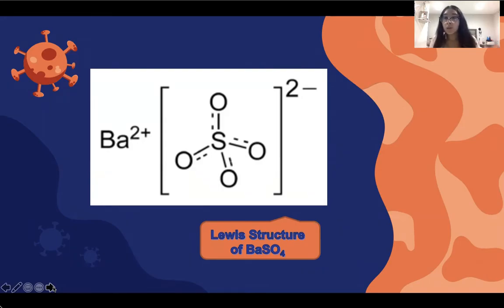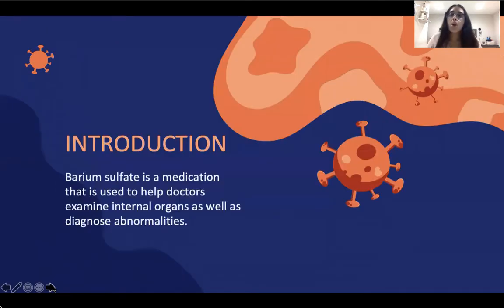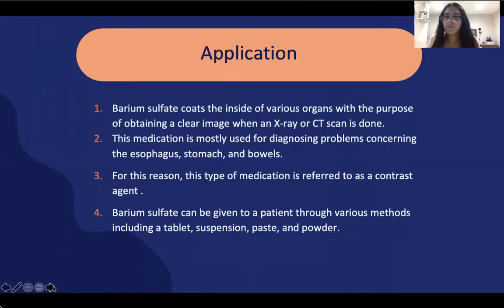You're probably wondering, why is this substance inside of our body, or why is it placed there? Well, this substance is used as a medication to help examine internal organs as well as diagnose abnormalities, since if abnormalities are ignored or untreated, it can be detrimental to one's health. For this reason, I would like to start with the application of barium sulfate.